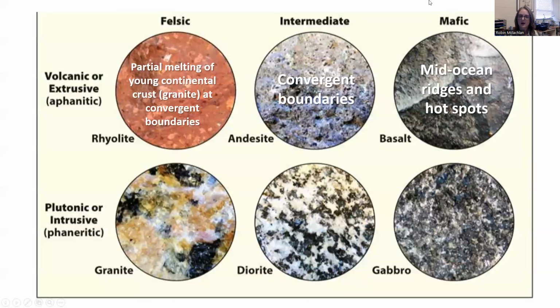So now we've talked about where all of our different compositions come from, right? Mafic rocks come from mid-ocean ridges and hotspots. Intermediate rocks come from convergent boundaries with that flux melting. Felsic rocks come from, we haven't actually talked about this one yet, but they come from partial melting of young crustal rock, granite. So anywhere that, rather than starting with peridotite of the mantle, you actually start melting the felsic rocks of the continent, you're going to get that felsic melt.